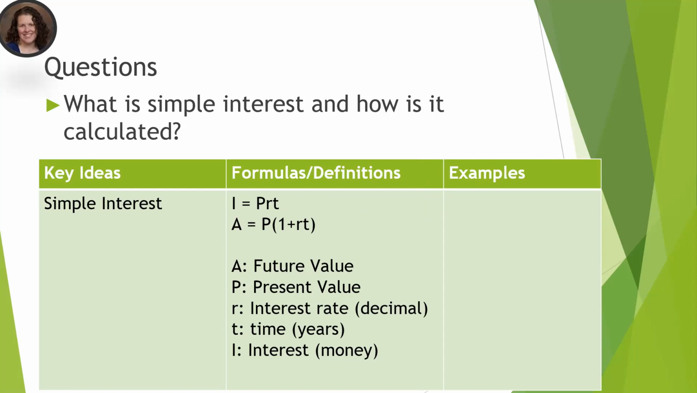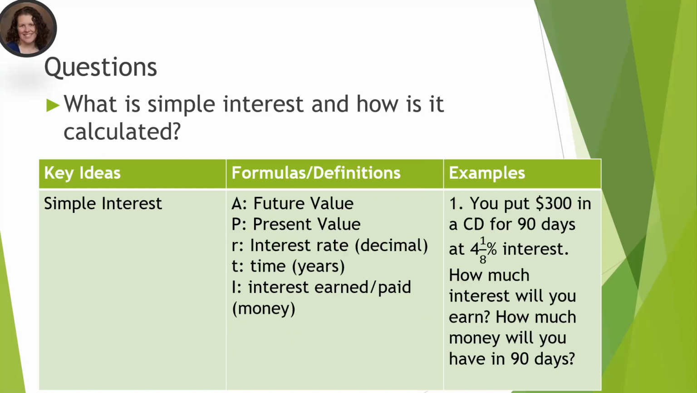A is the future value. That's how much you're going to get at the end. If you put $300 in the bank today and get $400 tomorrow, that 400 is the future value. The interest, I, would be the difference between the present value and the future value. And then again, P is still the present value, R is still the interest rate as a decimal, and T is still the time in years.